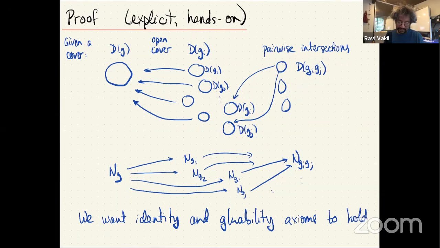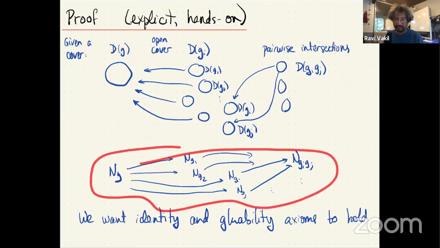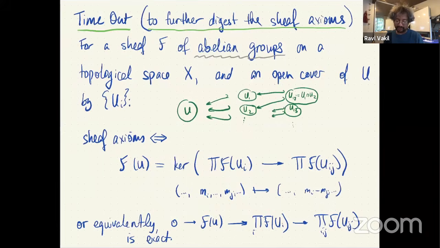So what do we need to check? Well, we started with our module N, and we know that we want the section over the distinguished open set to be N_g, and over each of these smaller open sets, we know exactly what we want. And so we want the identity and glueability axioms to hold for this open cover, every single open cover, which is a question in pure commutative algebra with rings and modules. Okay, let me take a break quickly just to get more practice with the sheaf axioms.